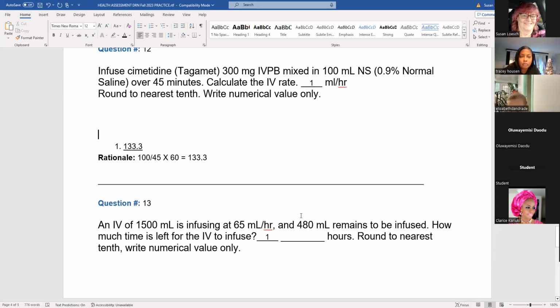Well, it tells you right there, rounded to the nearest tenth. Normally I did give you some IVs to round to a whole number, just because I want to see if you're reading. But typically you don't round up IVs. Usually they go to the nearest tenth or the nearest 100.